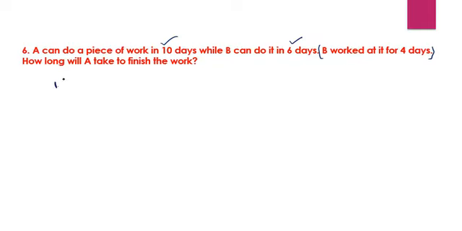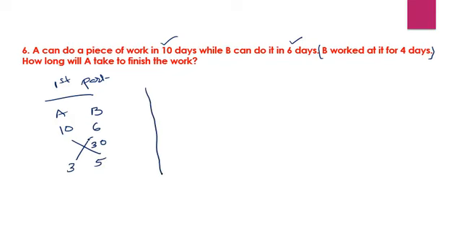So here the first part will be basic stuff which is done before. A is 10 days, B is 6 days. Take LCM of both. LCM will be 30. 10 3s, 6 5s. So this is the first part of the solution, and 30 is the total work to be completed. So total 30 units to be completed, and A can do 3 units and B can do 5 units in 1 day.